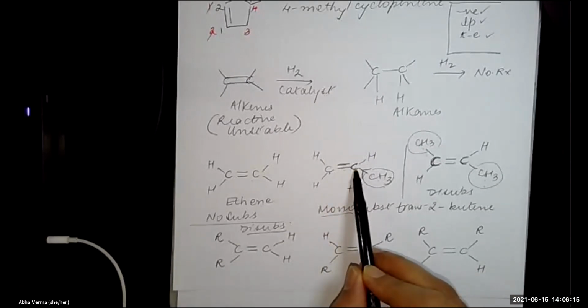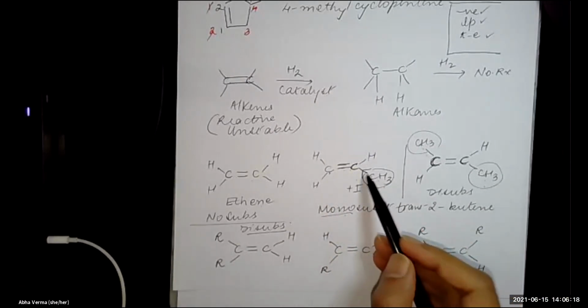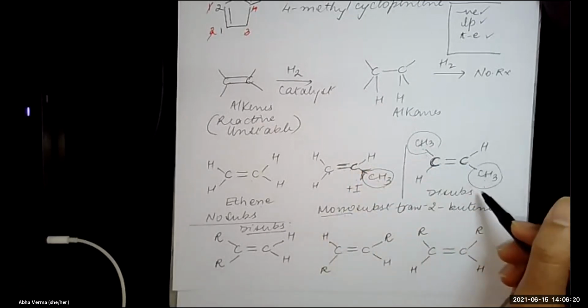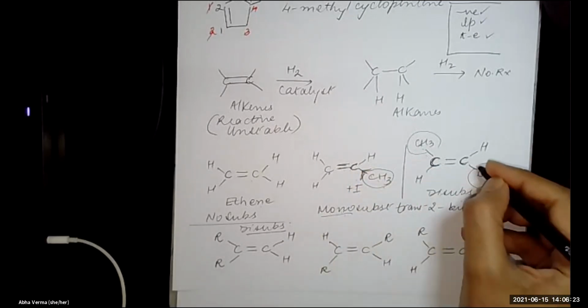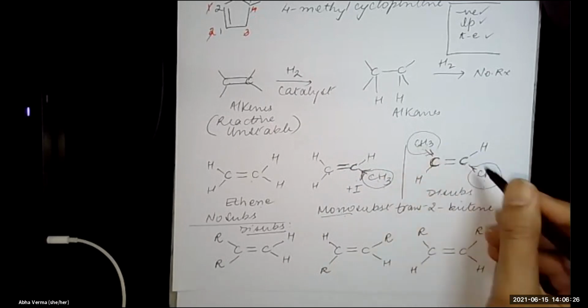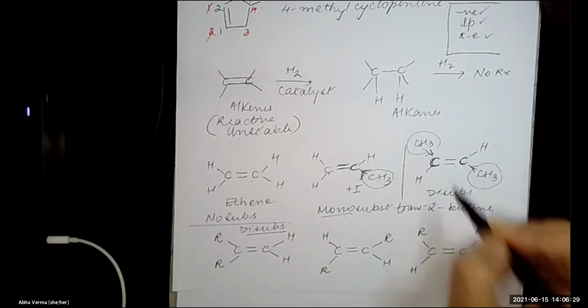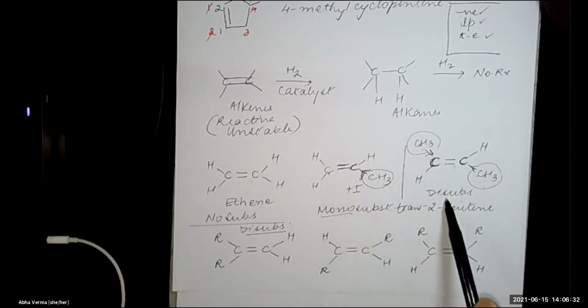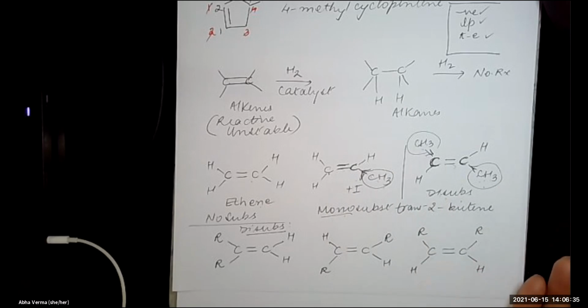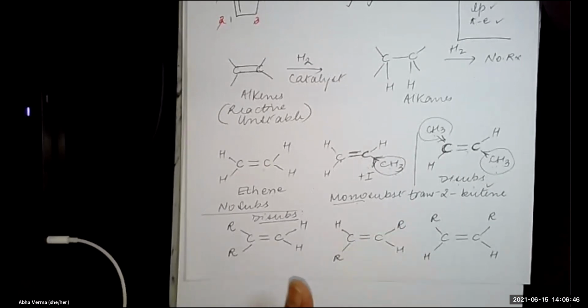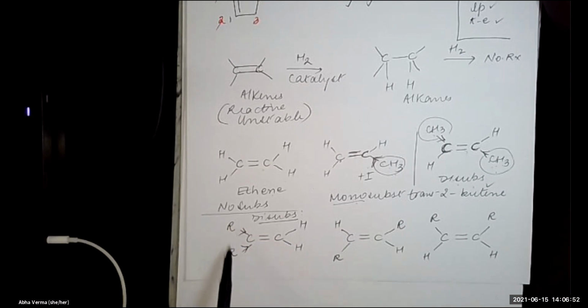So the pi electrons feel more rich when they feel the plus I effect. So between a mono-substituted and a di-substituted, the di-substituted has two groups which are pumping their electrons into this pi electron. So among a mono-substituted and a di-substituted, which will be more stable? The di-substituted will be more stable. Among these three di-substituted, which will be the most stable? The one on which both the alkyls are on the same carbon.